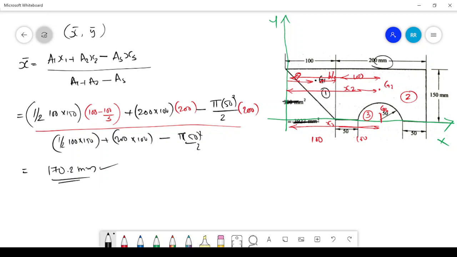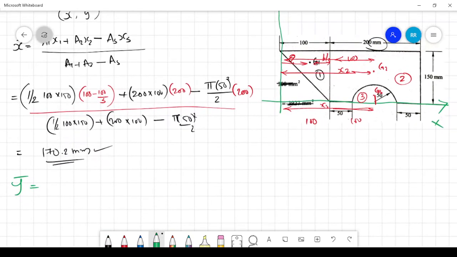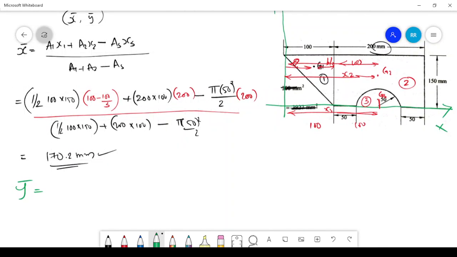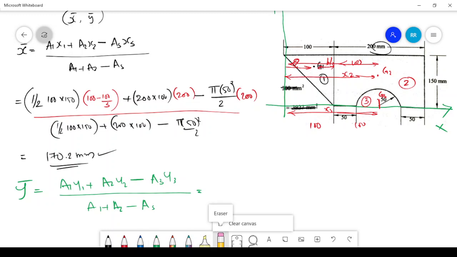So while calculating the value of y bar, the formula remains the same. The formula will be a1 y1 plus a2 y2, that means the rectangle, minus a3 y3, because the semicircle should be subtracted from the entire area, divided by a1 plus a2 minus a3. Let me clear these values in the figure.